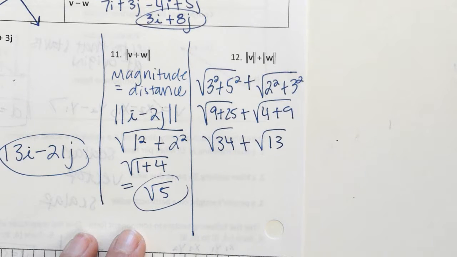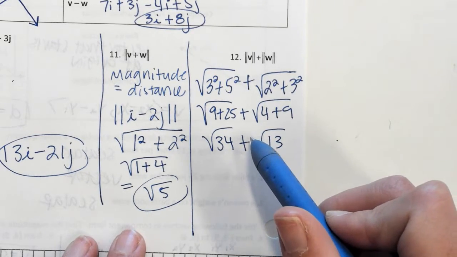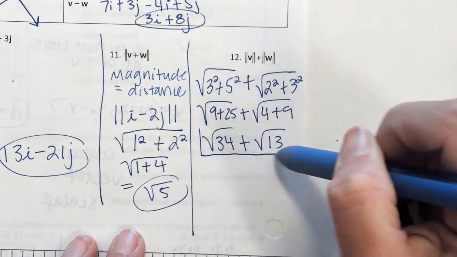Can I add these two? Why can't I add these two? Good. They're the same root but not the same number underneath. Can I simplify either one of these? Any perfect squares that go into them? Very good. Just leave it like that.